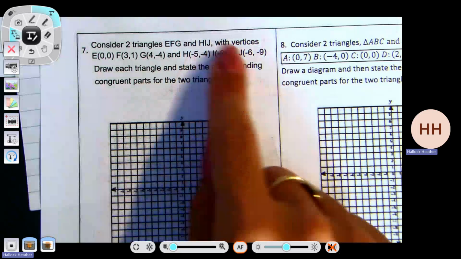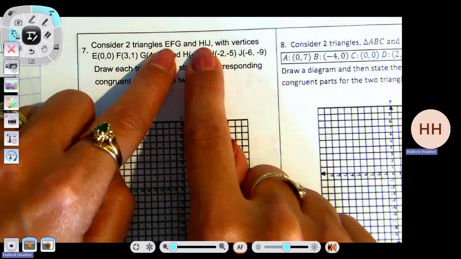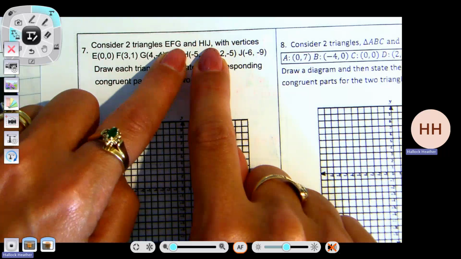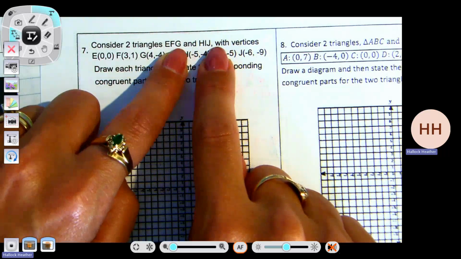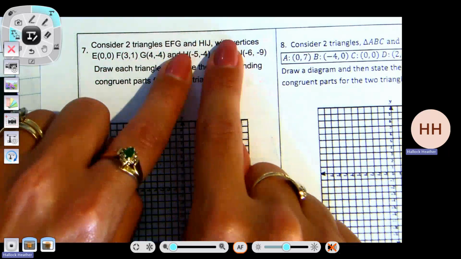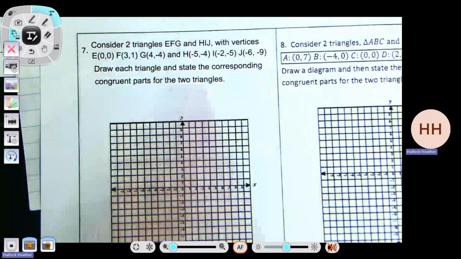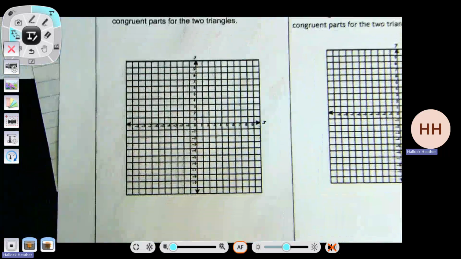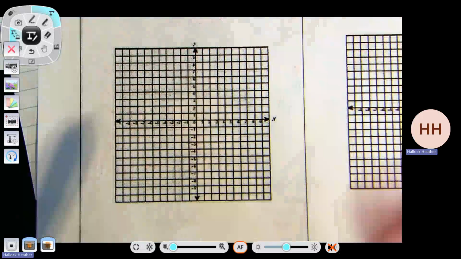So we need to figure out, does E actually go with H? Does F actually go with I, or G and J? Because I'm telling you now, they are scrambled. This is not the order they're supposed to be in. So we basically just need to match it, and then we can write our congruency statement. So take a second. The graphs are a little ugly. We're going to plot the points.